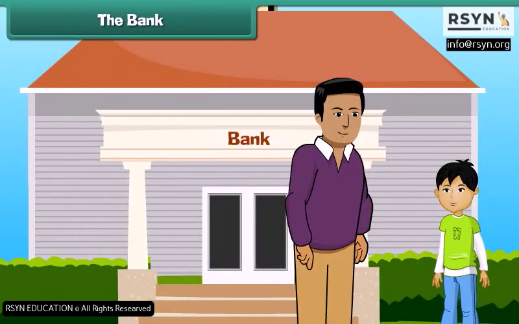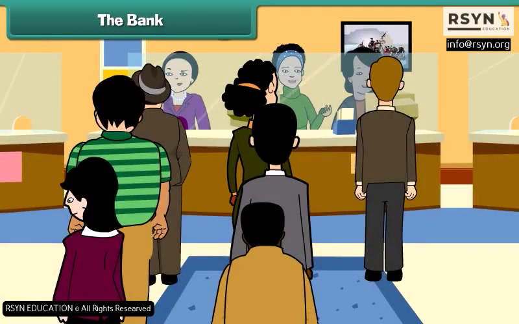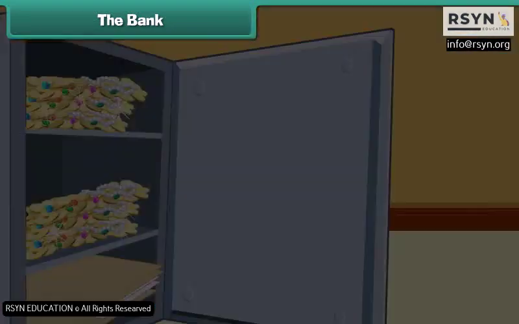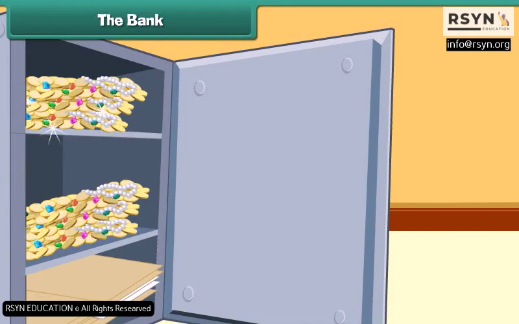Dad, what is this? This is a bank. We all keep our money safe inside a bank, and we can take out our money at any time of need. Besides the money, we can also keep our important papers and jewelry in the bank.